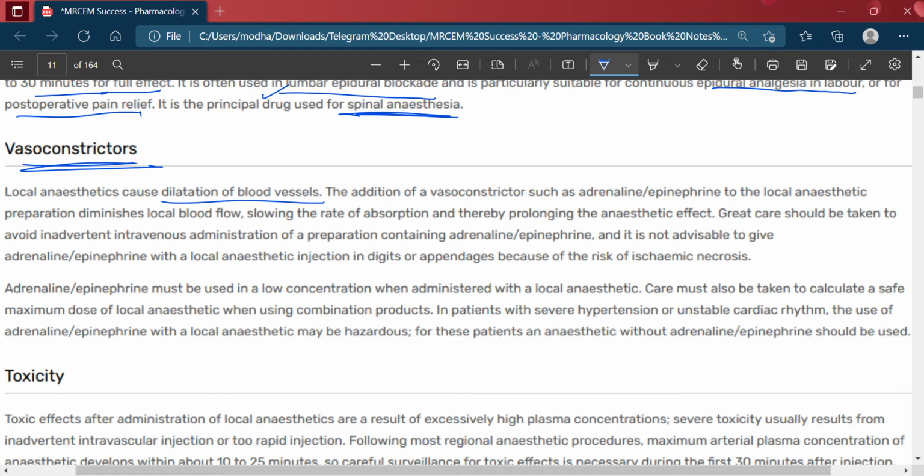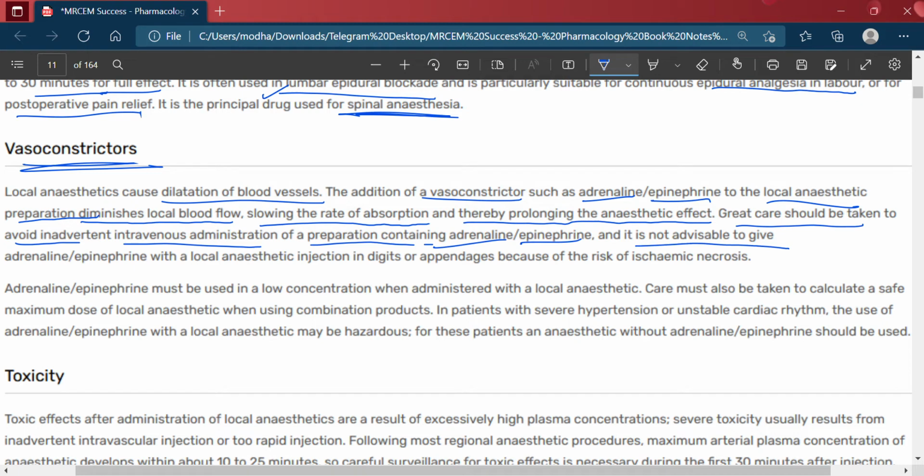The addition of a vasoconstrictor, such as adrenaline or epinephrine, to the local anesthetic preparation diminishes local blood flow, slowing the rate of absorption and thereby prolonging the anesthetic effect. Great care should be taken to avoid inadvertent intravenous administration of a preparation containing adrenaline or epinephrine, and it is not advisable to give adrenaline or epinephrine with a local anesthetic injection in digits or appendages because of the risk of ischemic necrosis.